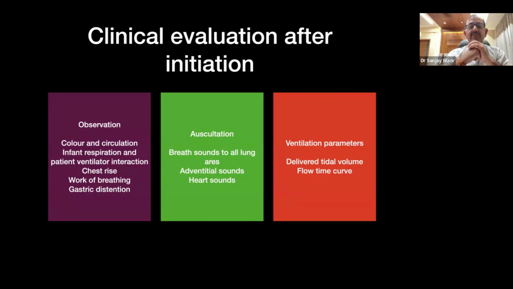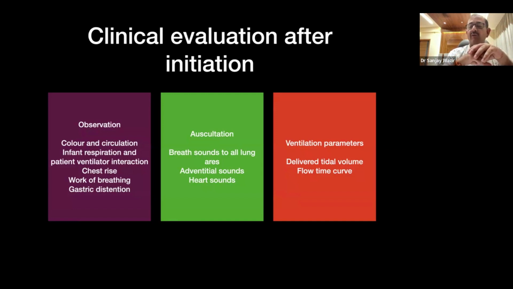Then you need to look at whether your gastric distension is happening, or whether work of breathing is increasing or decreasing, because the purpose of ventilation is to reduce the work of breathing. On auscultation, you should always check breath sounds in all lung areas. You should look at adventitious sounds, and you should listen to heart sounds to see if there is any kind of muffling or hyperexpansion.